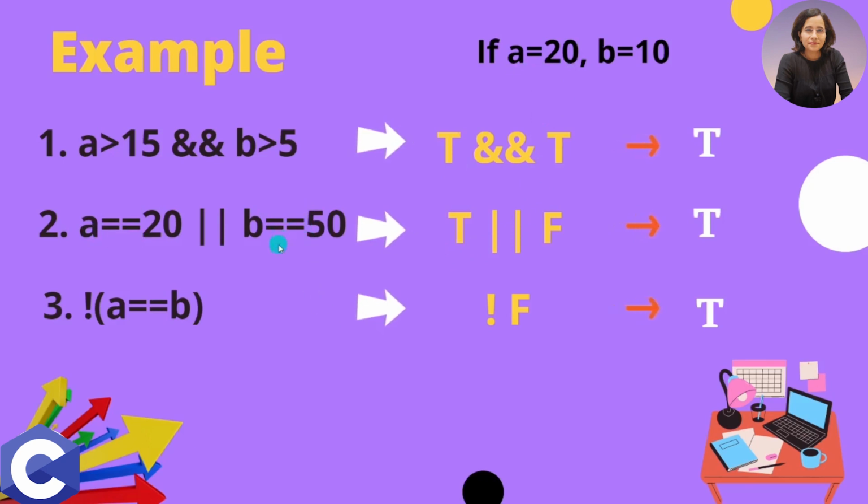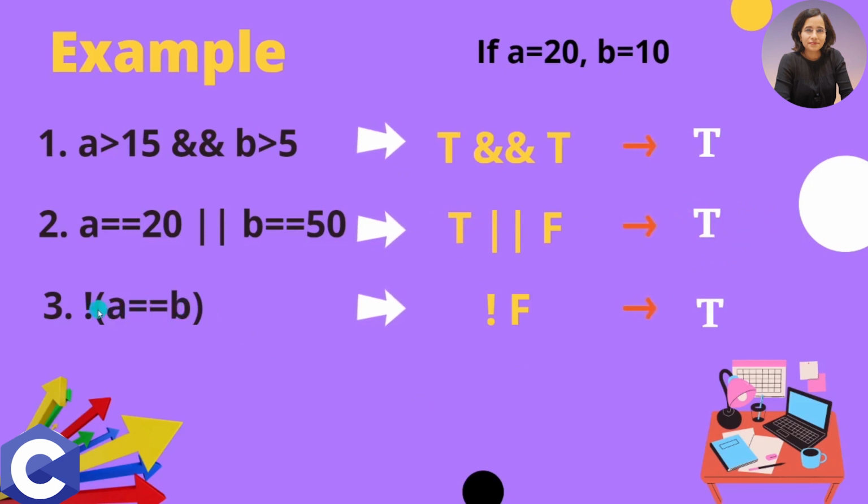Now let's check the next condition. B is equal to 50. Check it here. No, the value of B is 10. Then this condition is false. In case of OR, if any of the two conditions is true, you will get the answer true, otherwise false. So you can see here this one condition is true, that's why the answer is true.